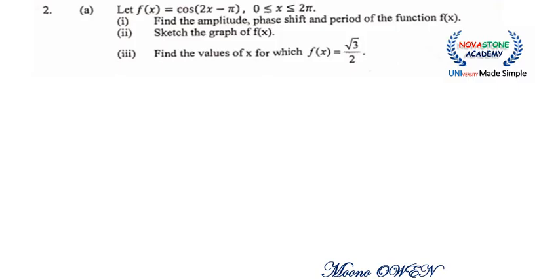Now let's come to question number 2. We are told that f of x is equal to that. So this is trigonometry, right? Cos that. Find the amplitude, the phase shift, and the period of the function. Then we are asked to sketch the graph of f of x. Then we are also asked to find the values of x for which f of x is equal to that. Okay, so that is the function that we've been given.